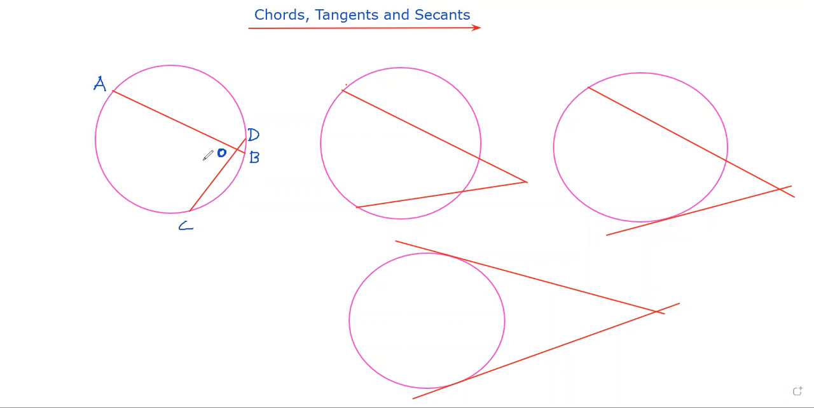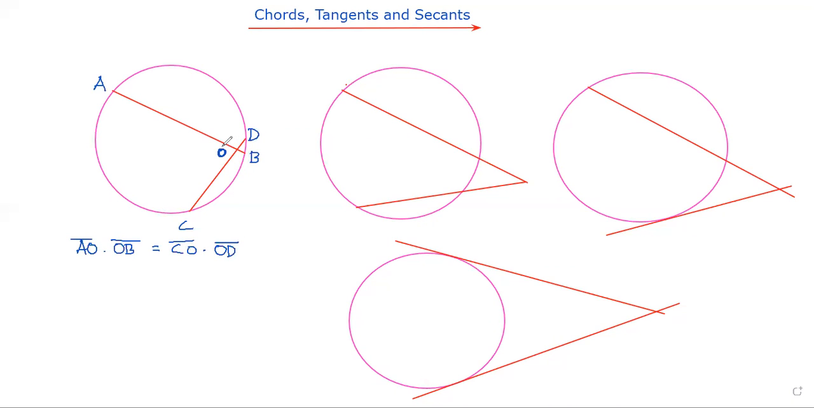Then one very important property we can find is that whenever two chords are intersecting, the product of the two parts of the chord, like AO multiplied by OB, which are the two parts of chord AB, would be equal to CO multiplied by OD.